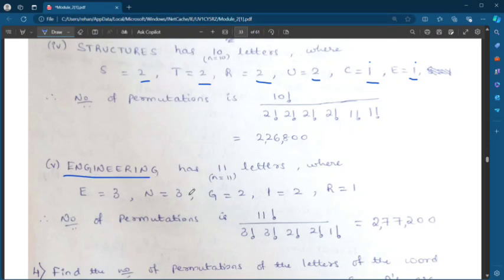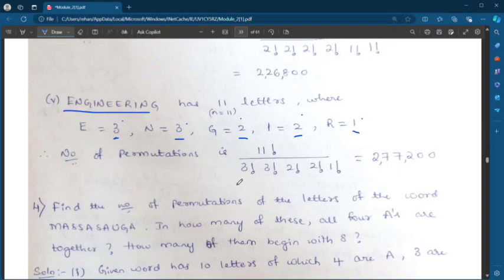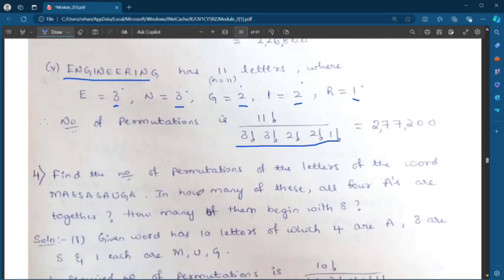Engineering has 11 letters where E has repeated 3 times, N has repeated 3 times, G has repeated 2 times, I has repeated 2 times, and R has repeated 1 time. So total number is 11. 11 factorial divided by 3 factorial into 3 factorial into 2 factorial into 2 factorial into 1 factorial. Simple, right? Just the denominator itself, same way it's been written, and over.